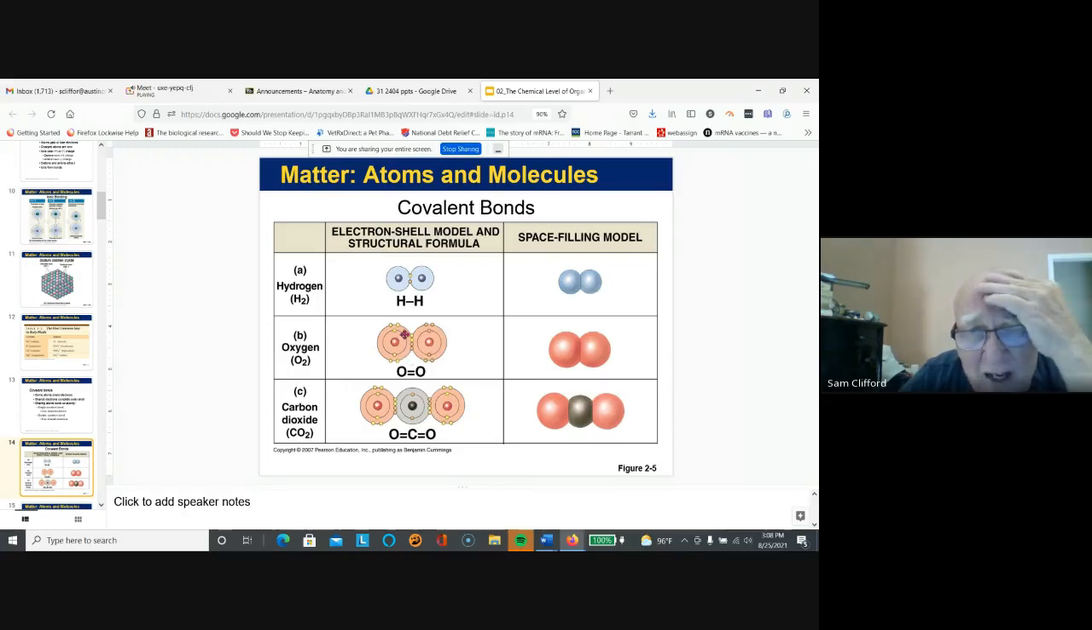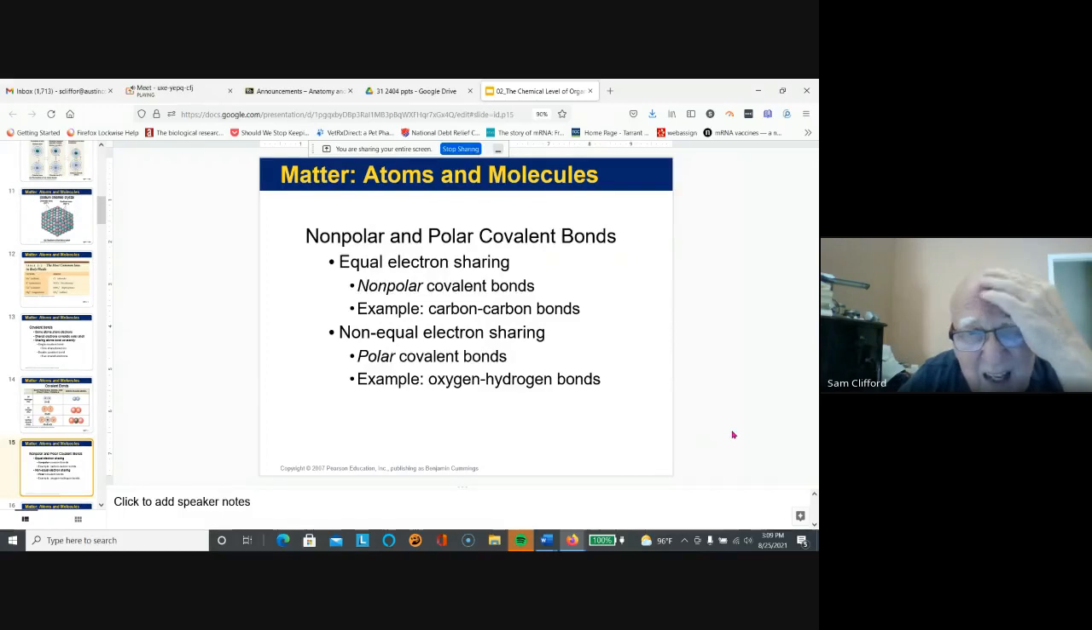So you should know that a single line represents a single bond with two electrons. Two lines represents two pairs of electrons or four electrons. This is called a double bond. You can also have triple bonds.